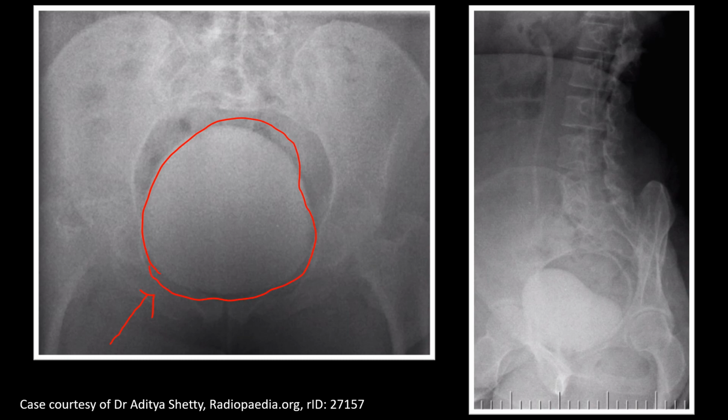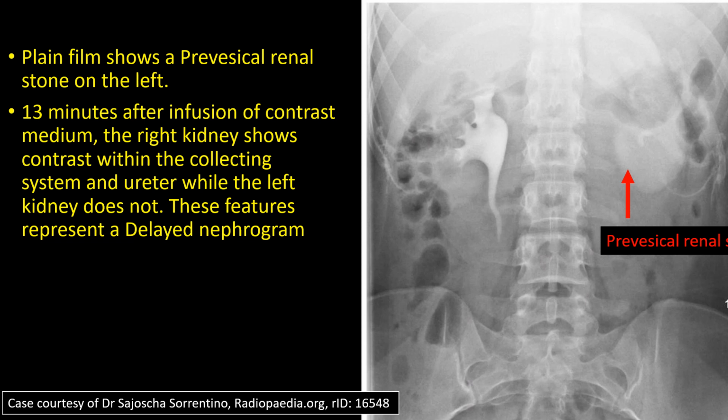This is the lateral view. Lateral view is taken to confirm the position of pathological structures like renal stone. In this image, we can see the calyces, pelvis, and ureter on the right side of the patient. But at the same time, the calyces, pelvis, or ureter are not visible on the left side.